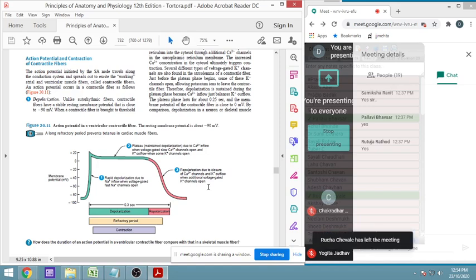Otherwise what will happen? Every time this happens, sodium will accumulate inside, which is normally less than in the extracellular fluid. Calcium will accumulate, then how will the next impulse generate? So it has to be thrown out. Okay. So this is how the action takes place.